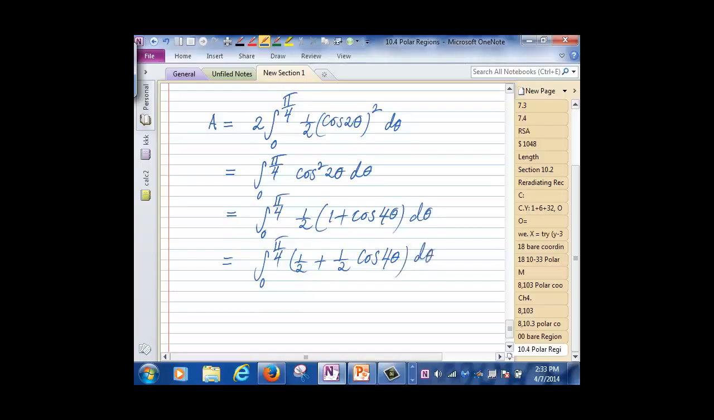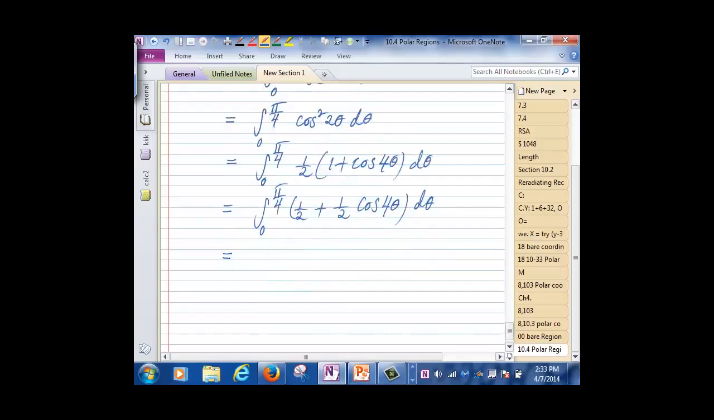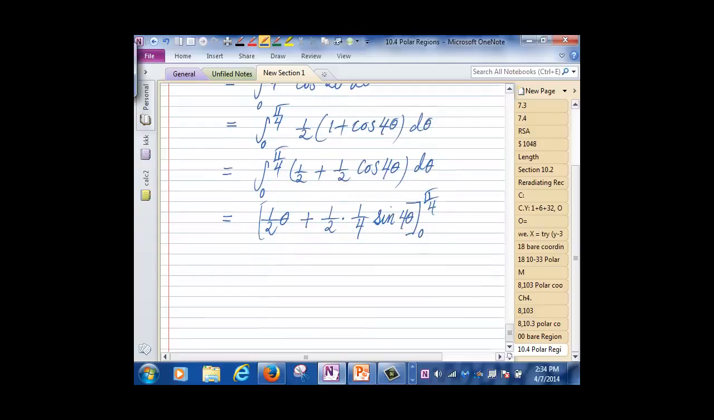So all I did is multiply it out by the half, and then what's the integral of half? Half theta. What's the integral of cosine 4 theta? 1/4 sine 4 theta. Very good. So this is evaluated from 0 to pi over 4. The reason I didn't pick negative pi over 4 is because plugging in 0 is easier. Okay, so now you simply plug in and see what you get.